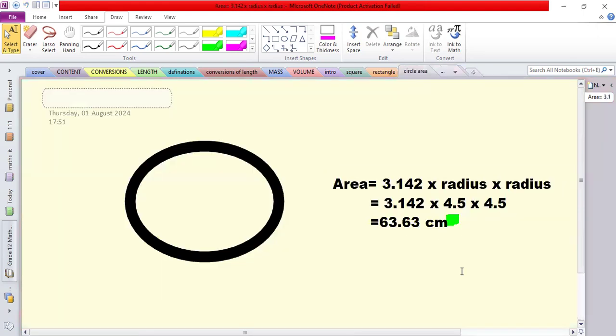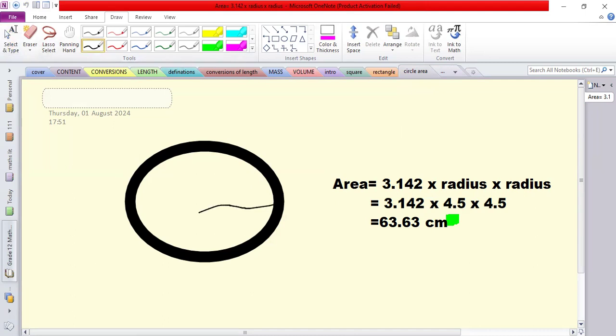Here we're calculating the area of a circle. Adjust the screen using your fingers. Area of a circle is equal to pi multiplied by radius squared. Here I've indicated that it's 3,142 times radius times radius. Remember, this is the radius.